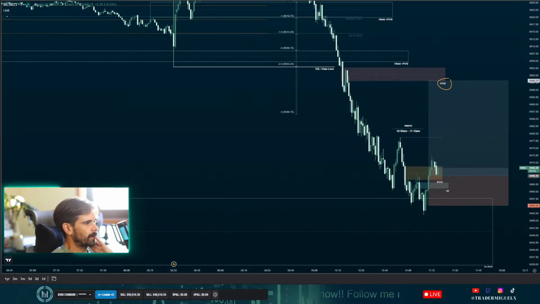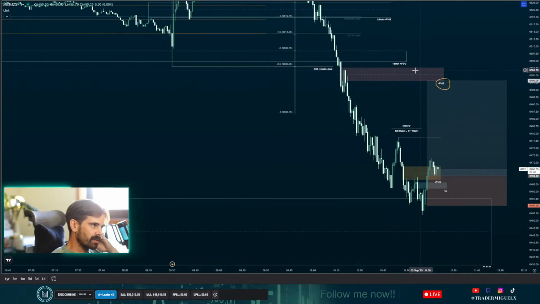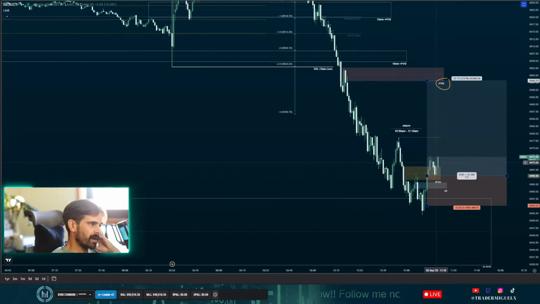Nice reaction here. It's taking some time, but as I said, these types of setups, when you look for a rebalance of internal liquidity, they always take much more time than when you search for something internal to external. So you have to be patient. You have to believe in what you're doing, and see, if we close above here, now we have our order block.